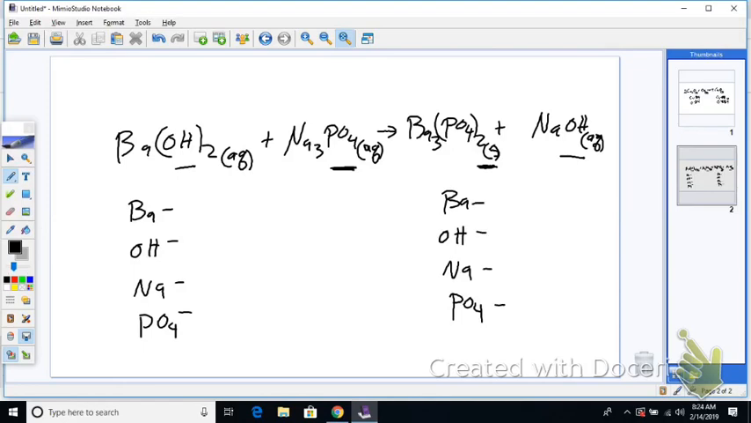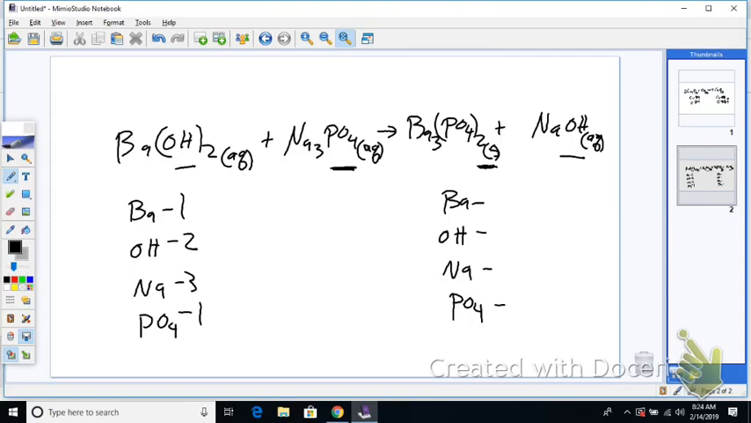So how many do we have of Ba? This 2, remember, only goes with whatever's directly behind, so you just have one barium. Okay, how many hydroxides do you have? 2. Sodiums? 3. And phosphates? 1. 4 oxygens, but 1 phosphate. Does the 4 just count as part of the name?